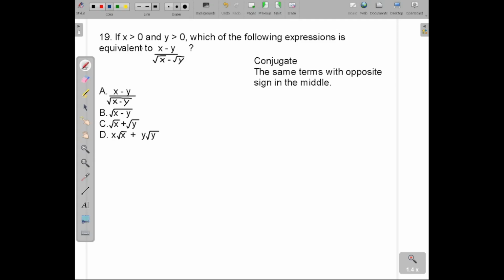19. If x is greater than 0 and y is greater than 0, which of the following expressions is equivalent to x minus y divided by square root of x minus square root of y? So we have these options. And for these expressions, we have radicals. So we need to use the conjugate to simplify the expression.